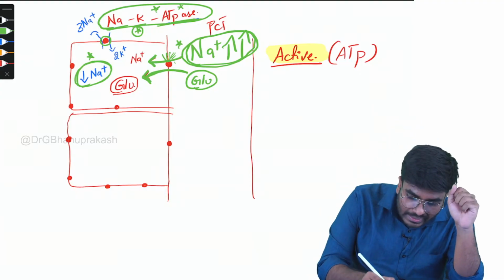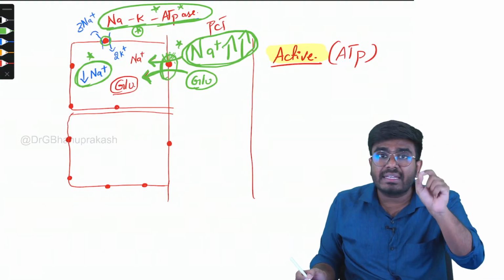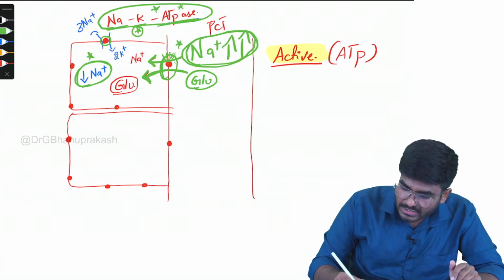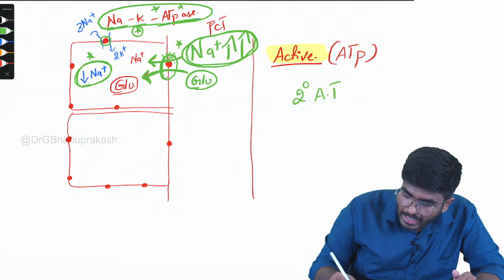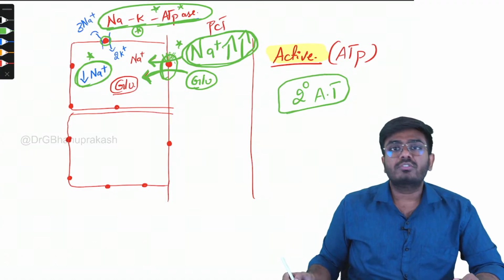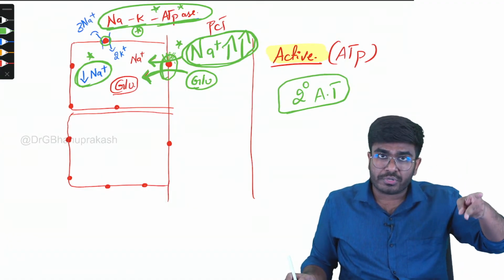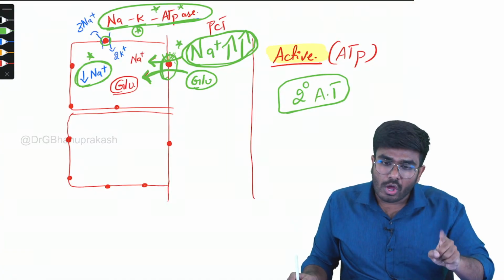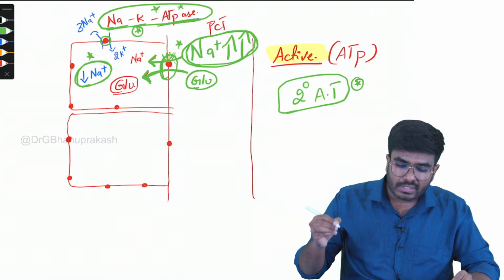But directly energy is not utilized here. Direct energy involvement is not there. It's an indirect energy involvement. So it's an example of secondary active transport. Okay, so sodium-glucose reabsorption in the PCT is an example of secondary active transport.